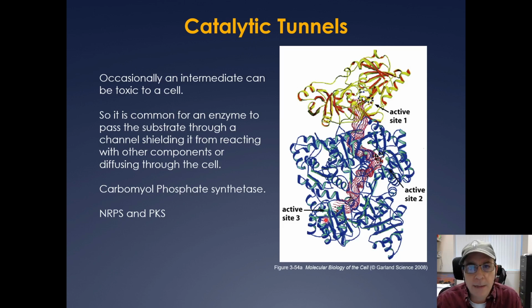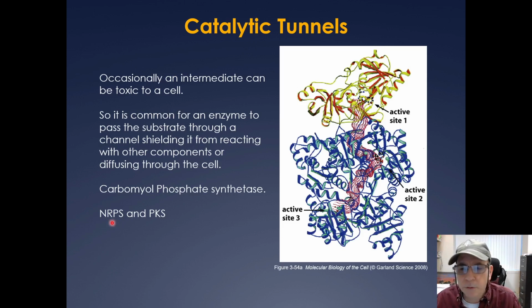So proteins can also act as catalytic tunnels, and in this example we have carbamoyl phosphate synthetase, and it actually has three active sites. There's active site 1, active site 2, and active site 3, and it creates this little tunnel here. Oftentimes molecules are going to create these tunnels because the products of a reaction can be quite reactive and cause problems. And so these catalytic tunnels can exist to shield the products, which may serve as a substrate in a downstream reaction, from just reacting with the cell.